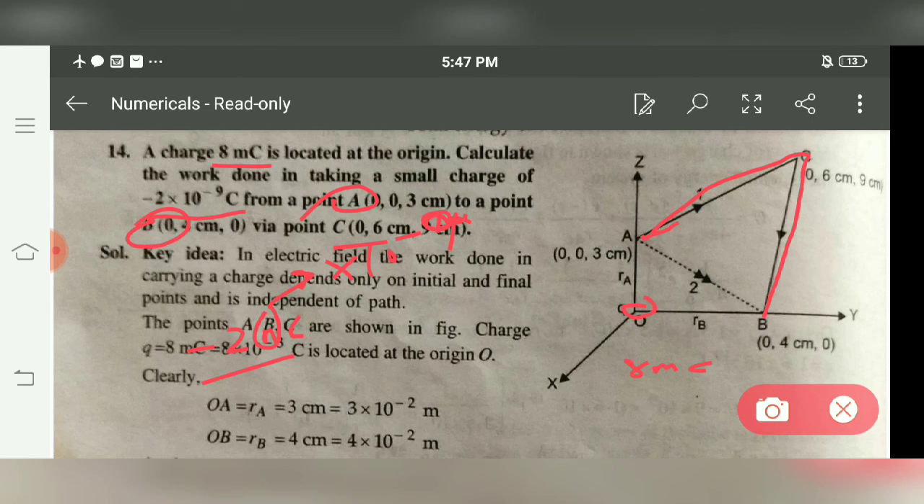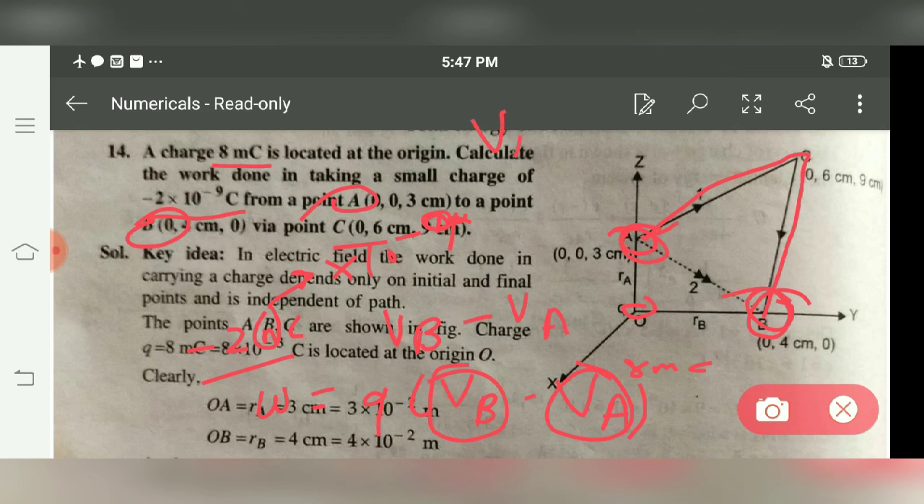As we know, electrostatic force is a conservative force and does not depend upon the path followed, it just depends upon the initial and final condition. So initial point is A, final is B, so potential difference is VB minus VA. So work done is simple: charge times potential difference, that is VB minus VA. You have to calculate this VB and VA.